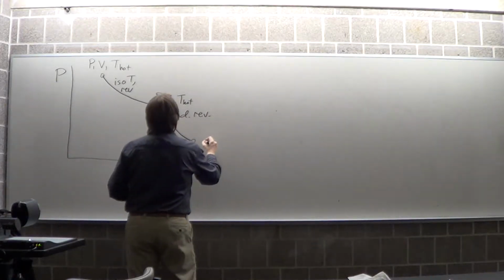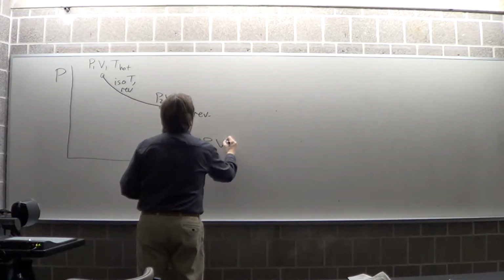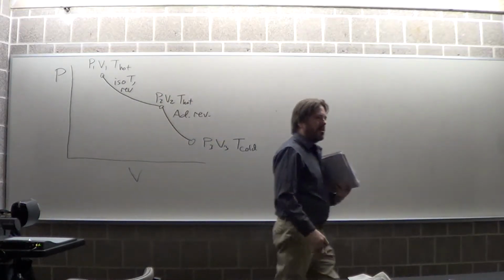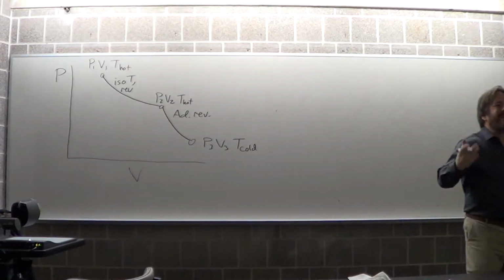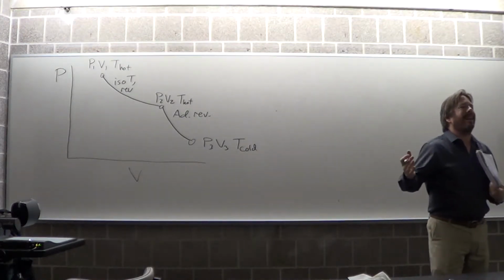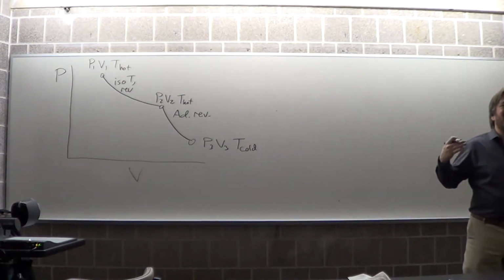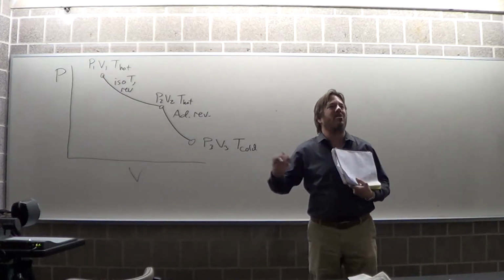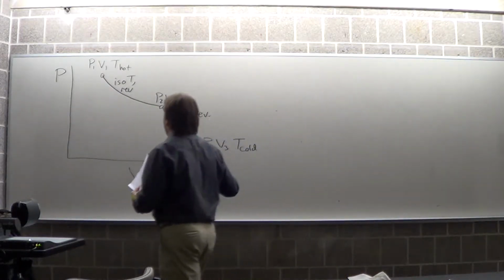Okay, so now we're at P3, V3, but now we're at a lower, colder temperature. The point of this is that he got a little bit more work, right? You see how clever that is? He got some more work out of it by letting it expand. So there's a little more push to it. And this was really clever of him.